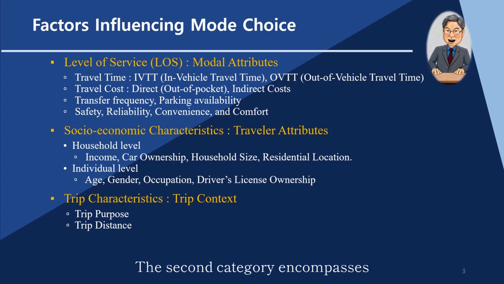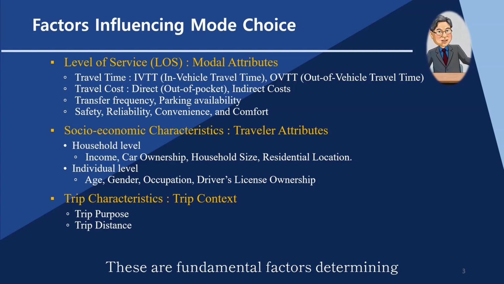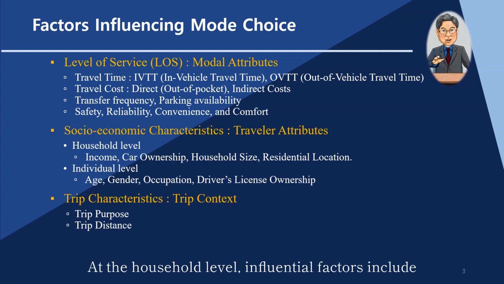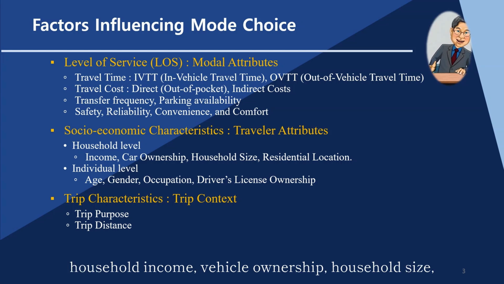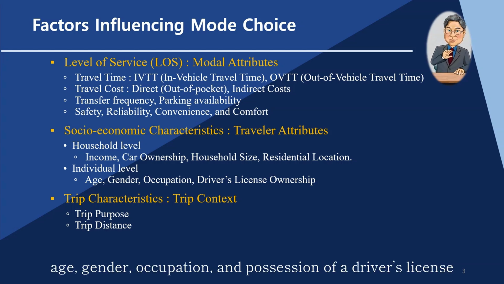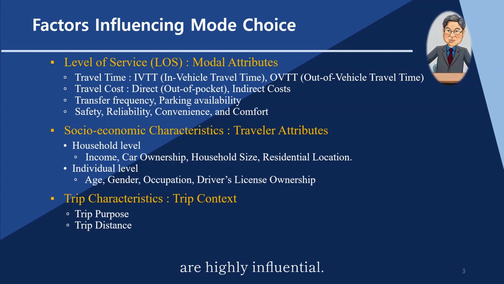The second category encompasses the traveler's socioeconomic attributes. These are fundamental factors determining individual accessibility and modal preferences. At the household level, influential factors include household income, vehicle ownership, household size, and residential location. At the individual level, age, gender, occupation, and possession of a driver's license are highly influential.